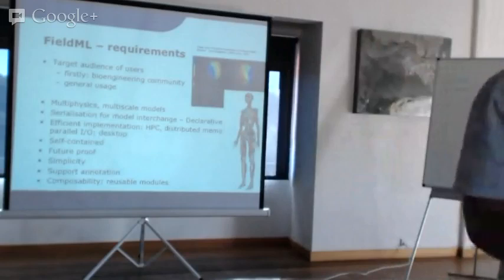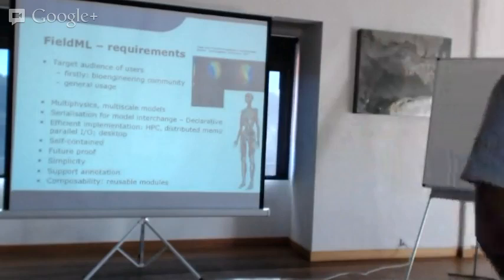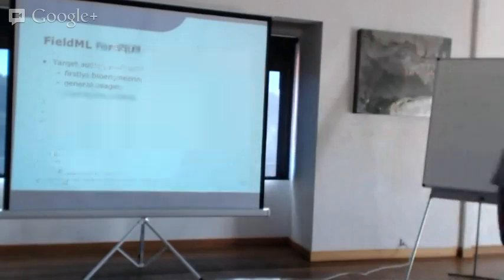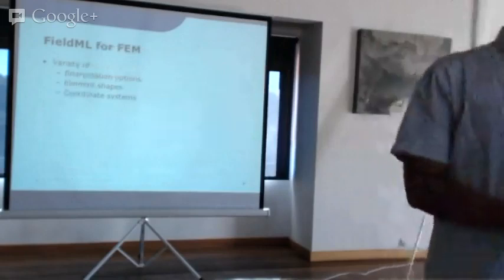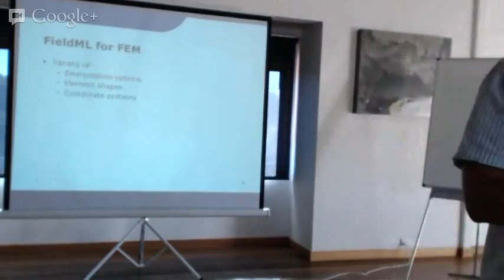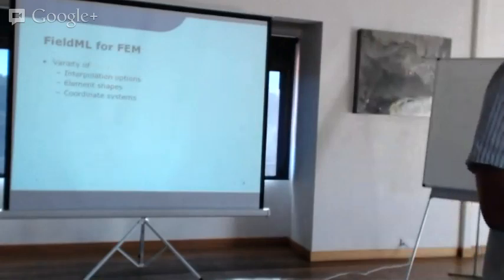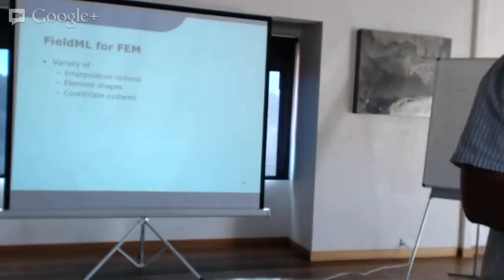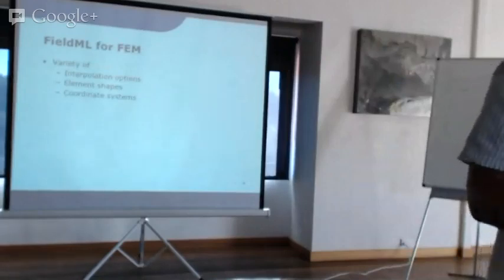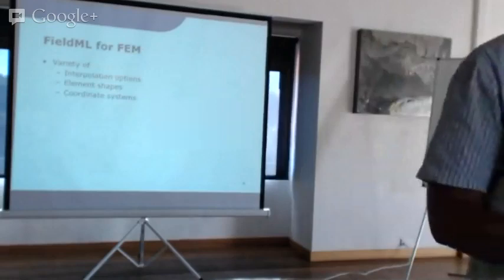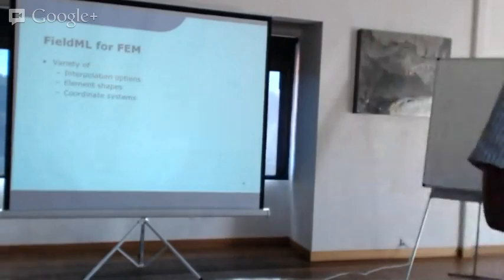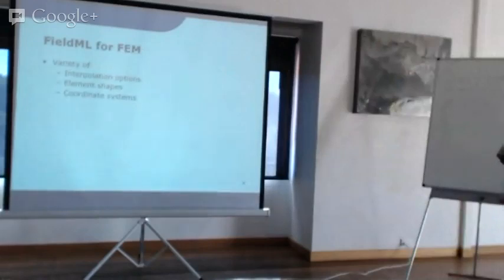Reusable models, very much like CellML, where you can actually have people create libraries of models that you then use in your model. So initially, our focus is the finite element method. What we have so far is essentially the ability to represent quite a wide range of different interpolation methods, a fair degree of different element shapes, nowhere near as wide as we'd really like, same for interpolation options. And our goal is to support a wide variety of coordinate systems. At the moment, support for coordinate systems is very limited.